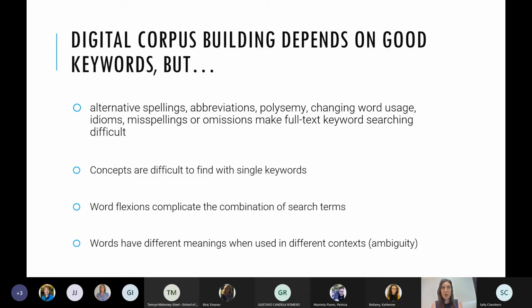But this is only one part of the problem, because often the keywords being used are for topics, concepts that are difficult to find with single keywords. One of those topics, for example, is the one I had, the return migration topic.